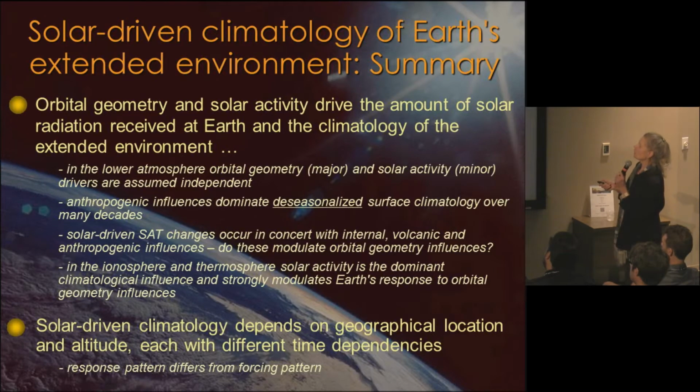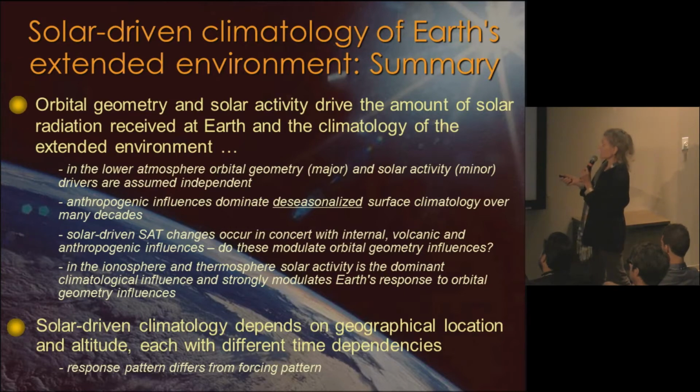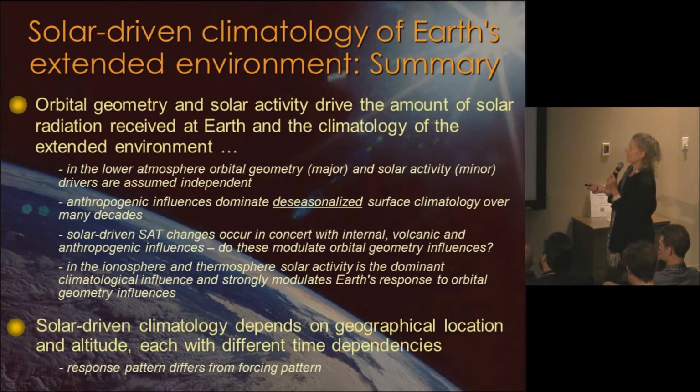So in summary, solar-driven climatology, climatology of the system, not just the Earth's surface, of the extended environment. Orbital geometry and solar activity drive the amount of solar radiation received at Earth. And whereas for Earth's surface climate you can deseasonalize it, looking basically everywhere else, I don't think that you can. In the lower atmosphere, geometry is the major factor. Solar activity is minor, and it's a minor component too to greenhouse gases. The anthropogenic influences dominate deseasonalized surface climatology over many decades.